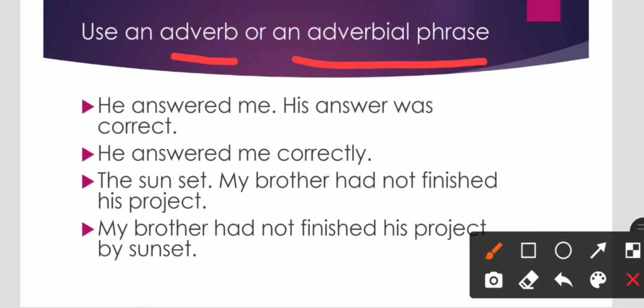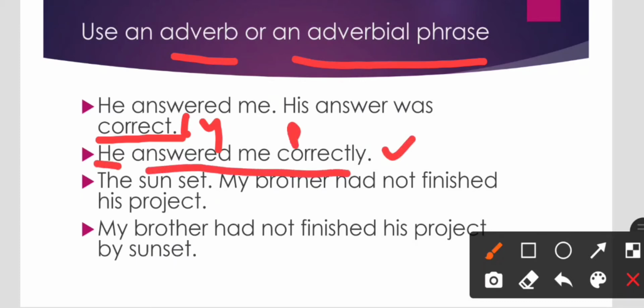He answered me, his answer was correct. So when we add ly to the adjective, it becomes an adverb. Suppose correct, correctly, slow, slowly. In that way we can convert adjective into adverb. So how would we make a simple sentence? He answered me correctly. He is the subject and answered me correctly is the predicate. One subject and one predicate. So this is a simple sentence.